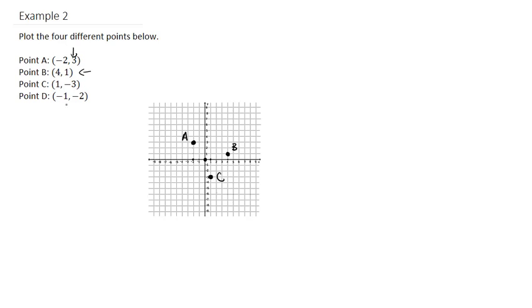Next, we need to do point D. This shows a negative x and a negative y. So we start at the origin, and we notice we need to go over to the left just 1 for x being negative 1. Next is negative 2 for y. So we just need to go down 2. So we go 1, 2. And this would be our point D. And so this is how we can either give coordinates or plot the different points.